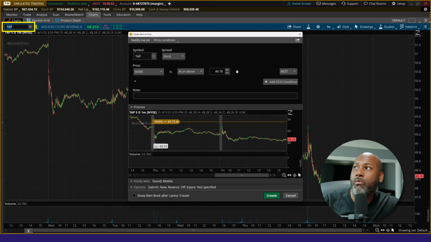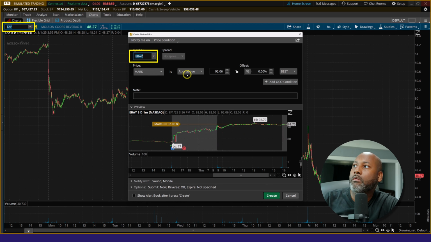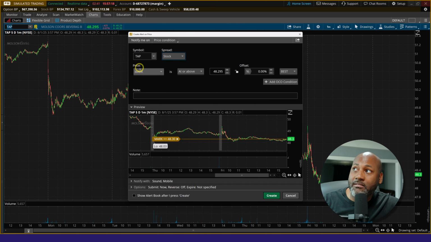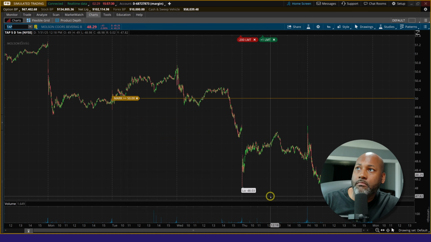There's also a symbol box here. So either way, you can get the security you want to focus on. If the mark price of TAP's stock is at or above $50. So we're going to put in 50. And then click create. So that's what the alert condition is.